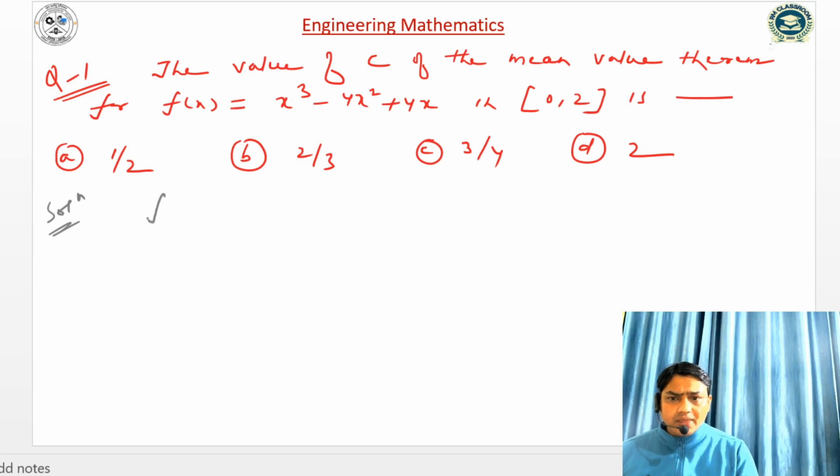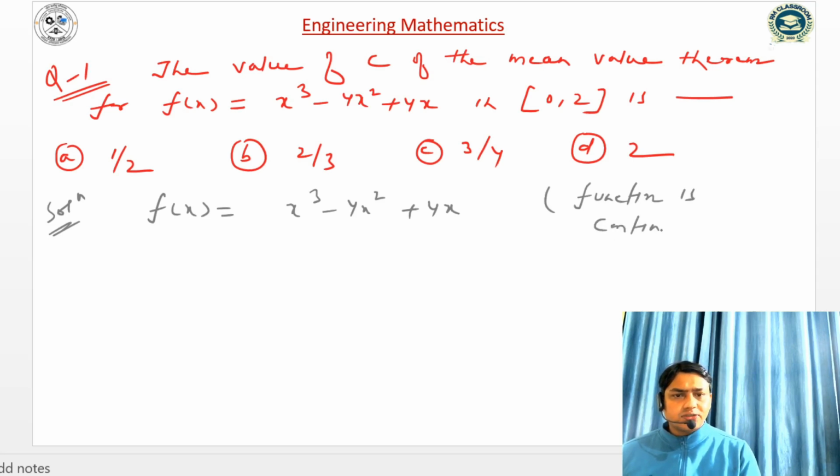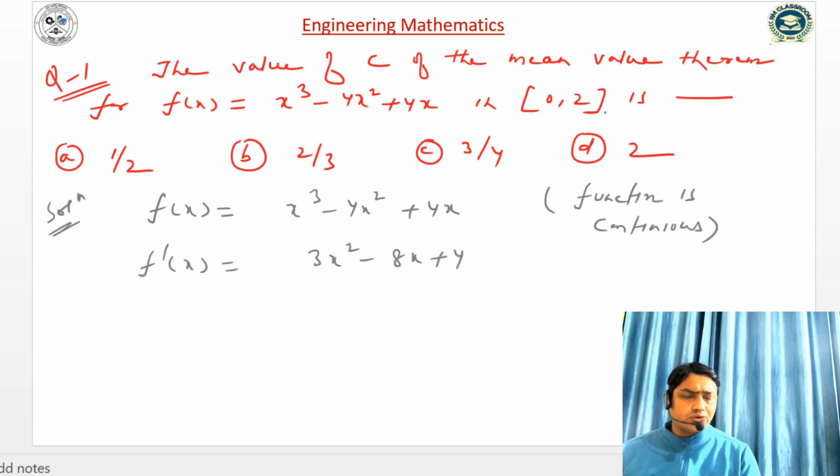So the function is f(x) equal to x cube minus 4x square plus 4x. It is a cubic polynomial, so it will be continuous in the interval 0 to 2. So the function is continuous. Second thing, f'(x) exists. If I compute f'(x), that is 3x square minus 8x plus 4. So it will exist in the interval 0 to 2.